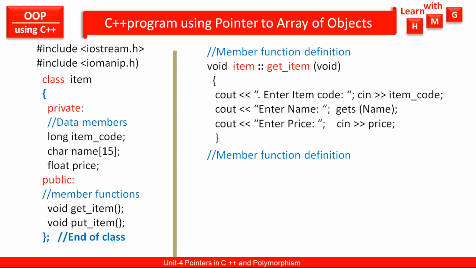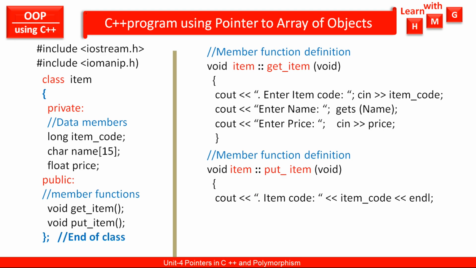Now let us define the other member function, that is put item, and this put item is also a member of the item class, and like this it is defined using the item class scope resolution operator put item. As it does not accept any argument, the argument list is void, and the return type is also void as it is not returning any value.